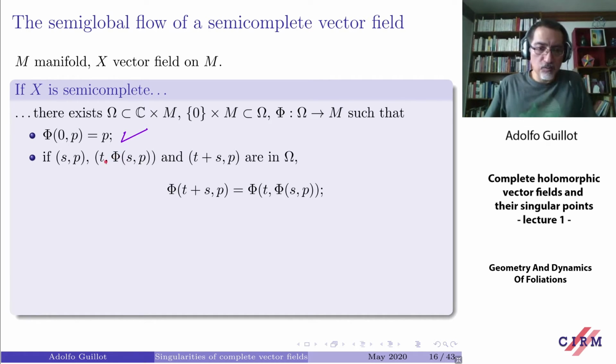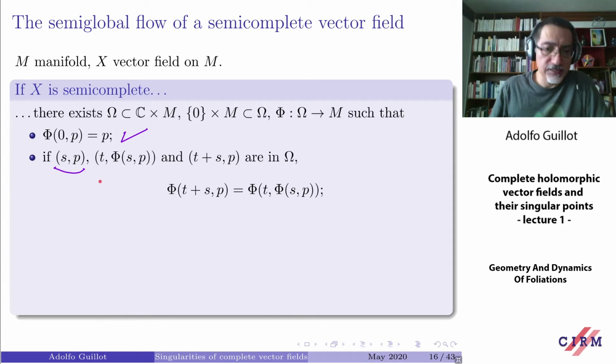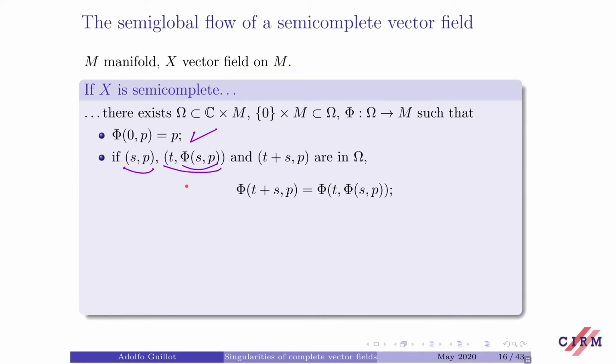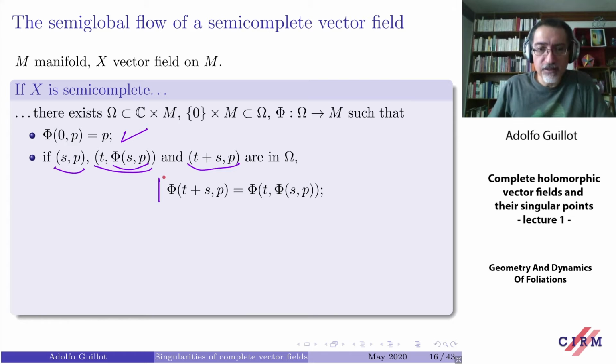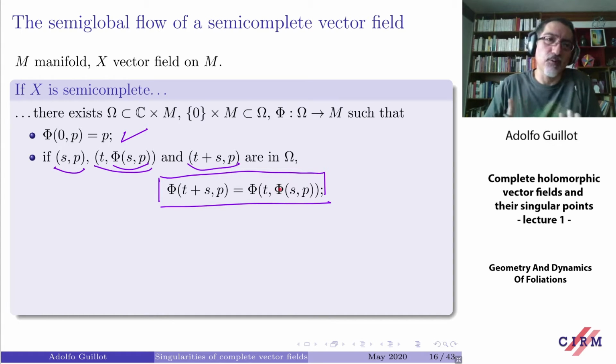The second condition of an action we have to state in a more restricted way. Imagine that the flow of P in time S is well defined, and so I arrive at some point phi of S P. And imagine that from the point phi of S P, I can also flow in time T. And imagine also that from P, I can flow in time T plus S. If this happens, then these two things should agree. So this is a restricted way in which this property of an action still holds.